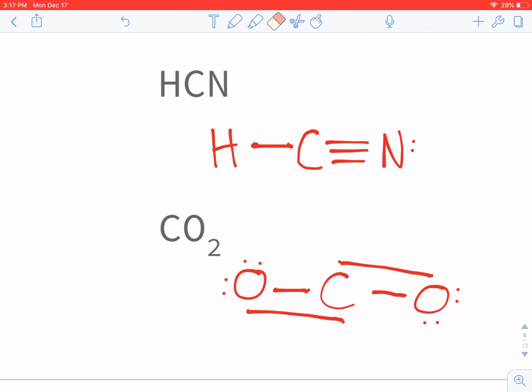And I am going to clean that up to make it look a little bit neater, so it's drawn in the correct way. But basically you'll just have a double bond between each oxygen and the carbon. So if you double check, count those lines up, we've got 2, 4, 6, 8. And then if we count up for each oxygen, 2, 4, 6, 8. So they are stable.